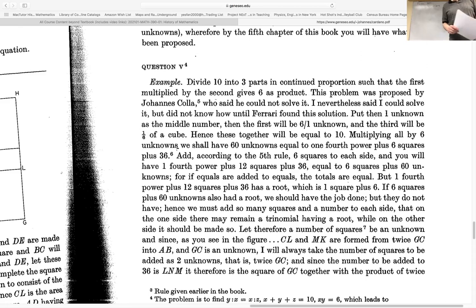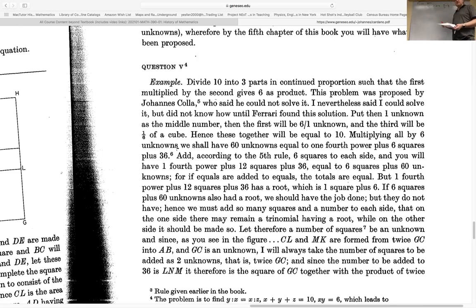Okay, this problem was proposed by Decoy, who said he could not solve it. I nevertheless said I could solve it, but I didn't know how, which is Cardano, who knows what his problem is. But you are not surprised given everything you know about Cardano. But Ferrari did know how to solve it.